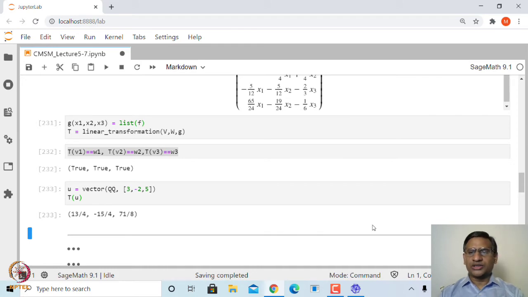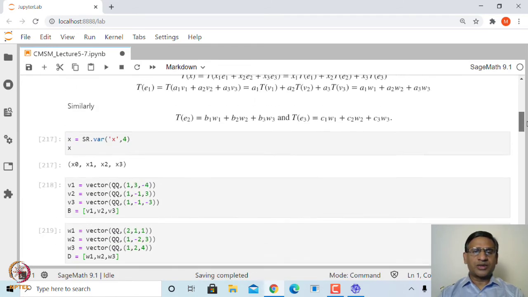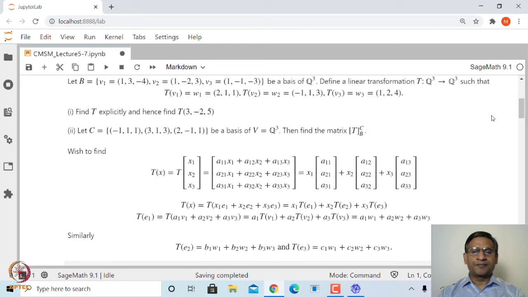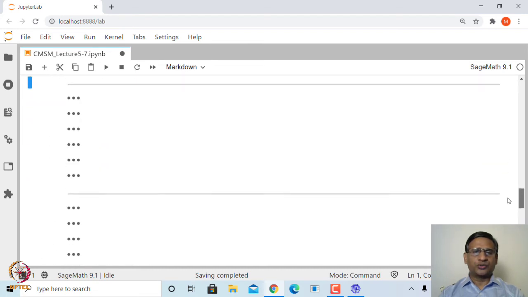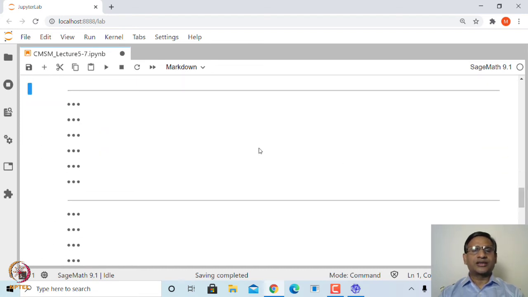Okay, so we have solved this first part of this problem. The second part is to find the matrix of this T with respect to basis beta on domain and C on codomain. So that is easy. I leave that as an exercise for you to do. Okay. Now let us look at the next problem.